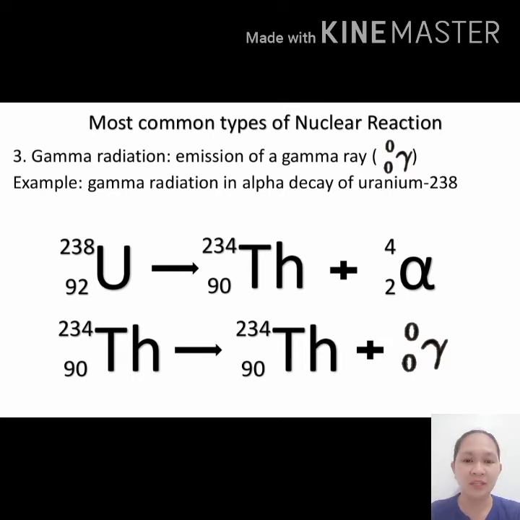So, thorium is represented by letter Th. So, yung ating new element is thorium and then it undergoes gamma radiation. So, ganun pa rin, nag-emit lang siya or nagkaroon ng emission of gamma ray, nag-release lang siya ng energy. So, that is example number 3.